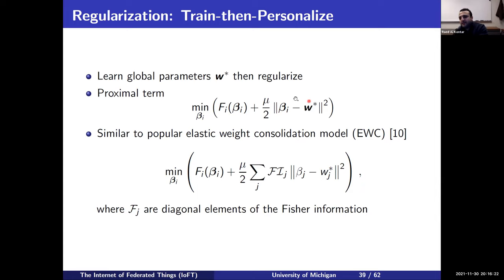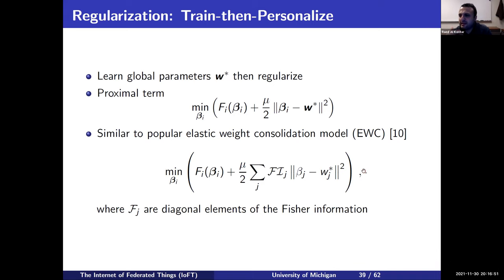Different penalizations can be done. This is very much like what FedProx does. This is a Fisher information scoring, Fisher information penalty based. This is based on the well-known elastic weight consolidation model, okay? But the idea is simpler. Stay within the vicinity: personalize, fine-tune based on your own data. However, stay very close. Stay within the vicinity of the global model.